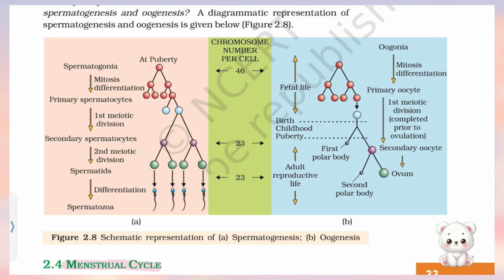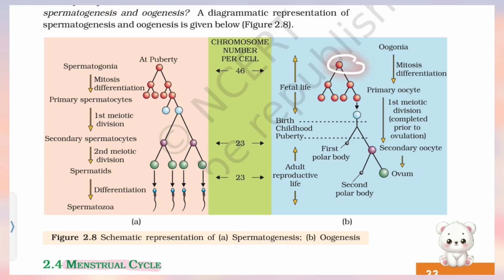Secondary spermatocytes undergo the second meiotic division to form spermatids. Spermatids then undergo differentiation called spermiogenesis and form spermatozoa. Spermatogenesis starts at puberty and continues throughout adult life. Now let's understand oogenesis.